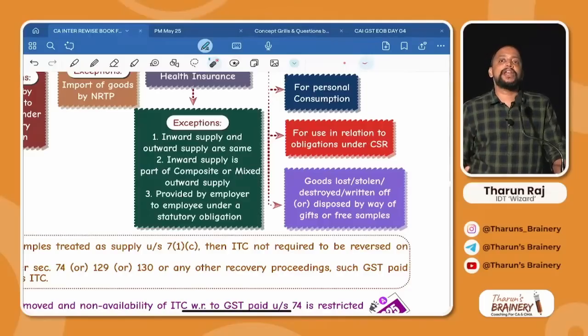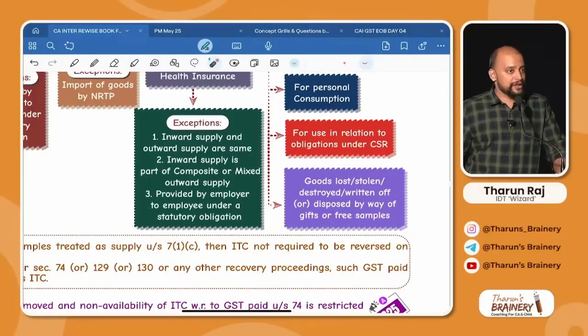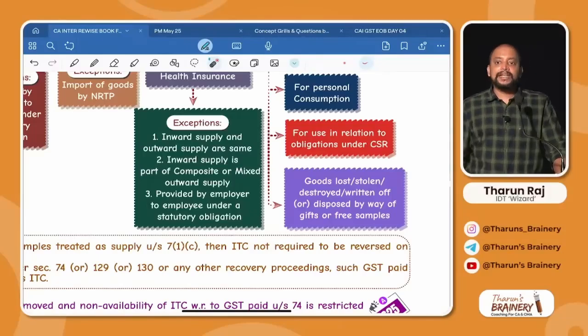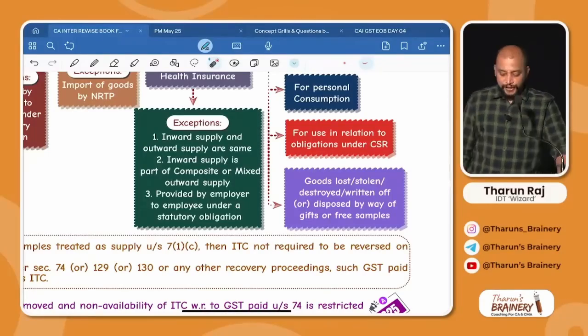Sir, but it is a natural calamity. Let it be a normal reason or an abnormal reason. If the goods are lost, say a fire accident has taken place and the raw material is destroyed, I cannot take ITC on that. If I have taken ITC, I need to reverse. Same way, I am purchasing some goods for distribution as gifts or free samples. Can I take ITC with respect to that? No, I cannot take ITC with respect to that.